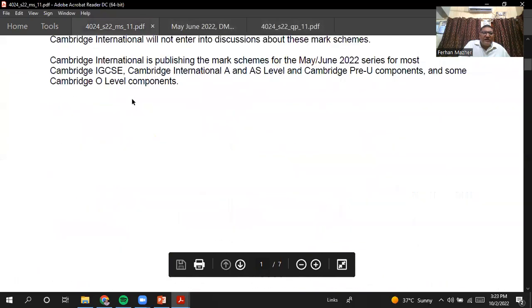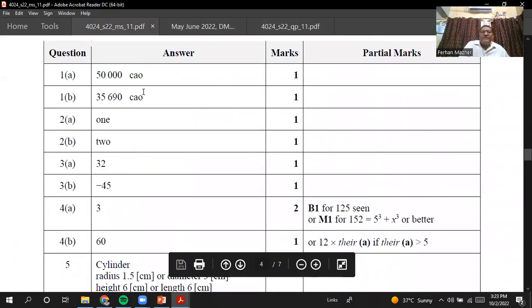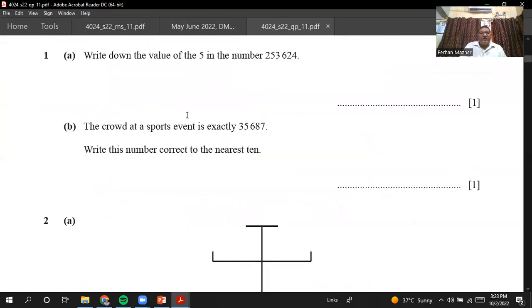So let's have a look at the marking scheme. Okay, you can see our answers are right. So we are going to the next question.